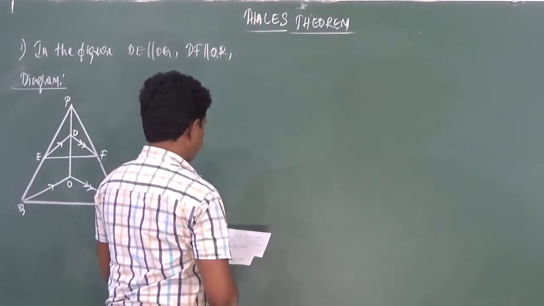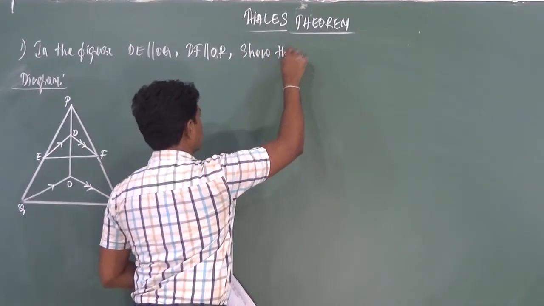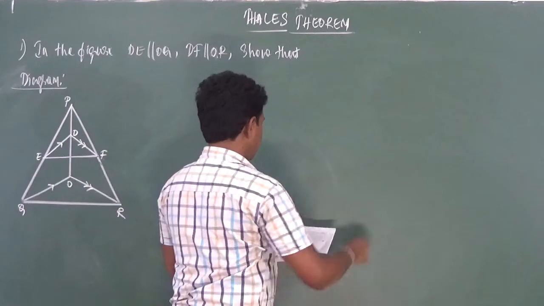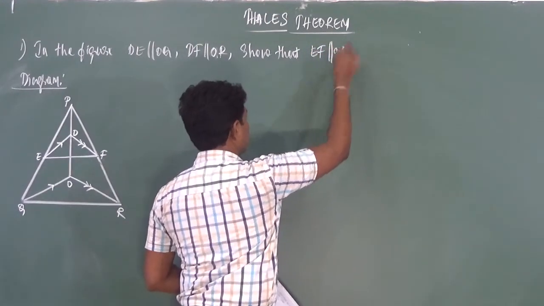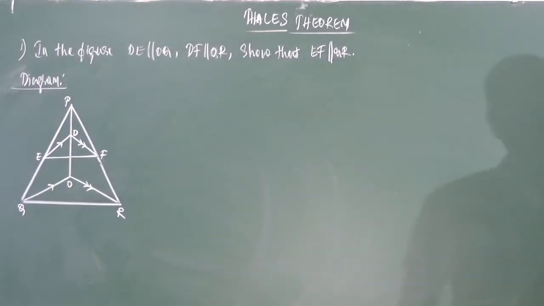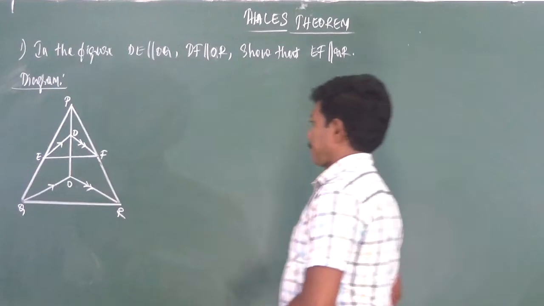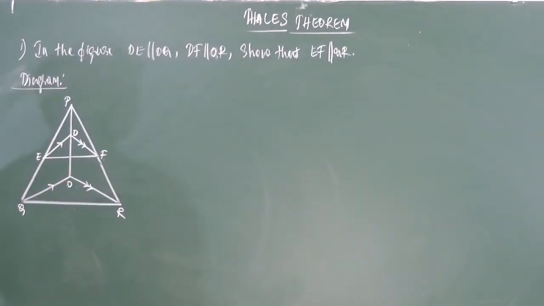Okay, then show that EF parallel to QR, EF parallel to QR, right. Okay, it's a very beautiful problem. It's based on converse of BPT. Right. So this is the given diagram, that is in triangle PQR, many things are happening inside it.